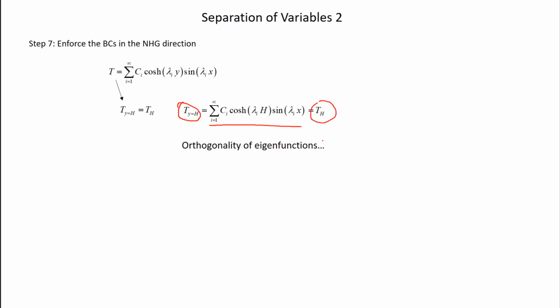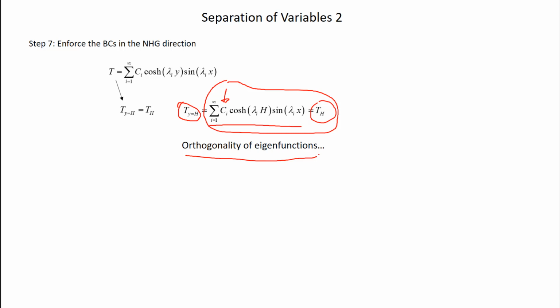At first glance, it seems like this is pretty hopeless, because I have an infinite number of undetermined constants, but I only have one equation that I can use to determine those constants. One equation in infinite unknowns is not a good combination. So this is where we have to take advantage of the fact that our eigenfunctions are orthogonal.